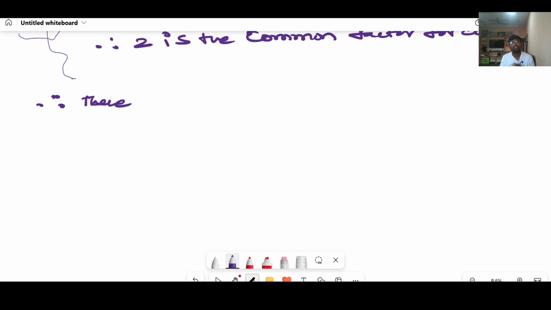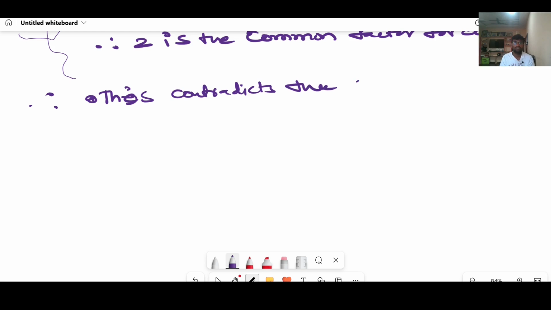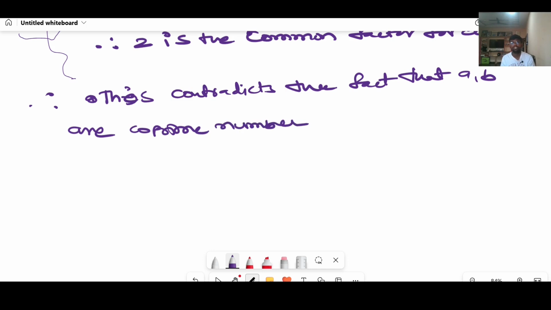Therefore this contradicts the fact that a, b are coprime. We have assumed coprime numbers, but we have got non-coprime numbers, right? Therefore this contradiction has arisen.